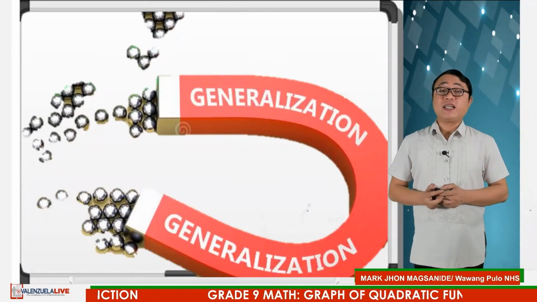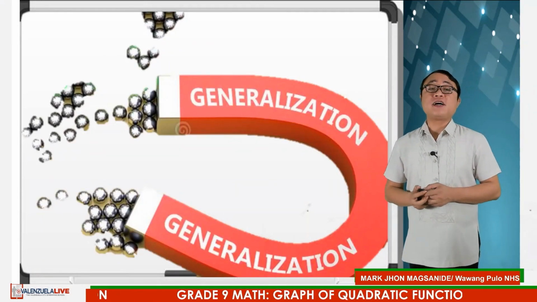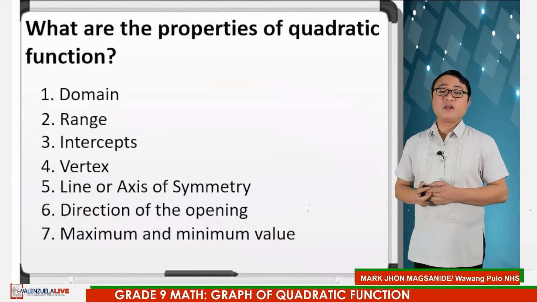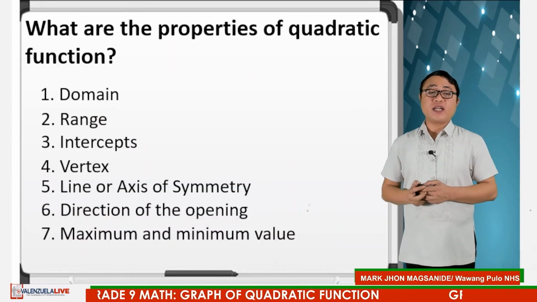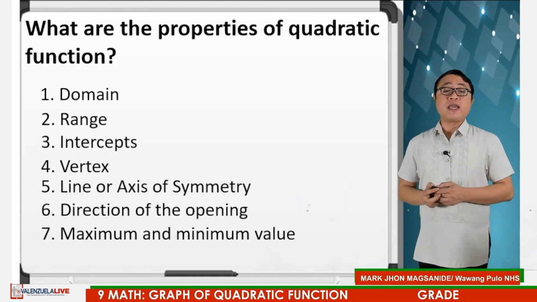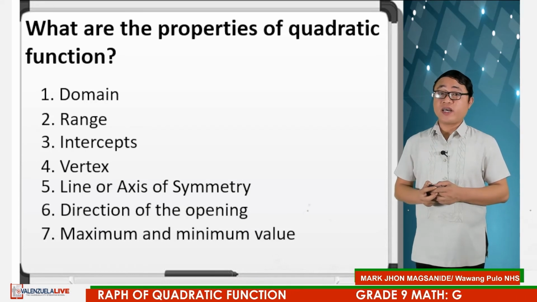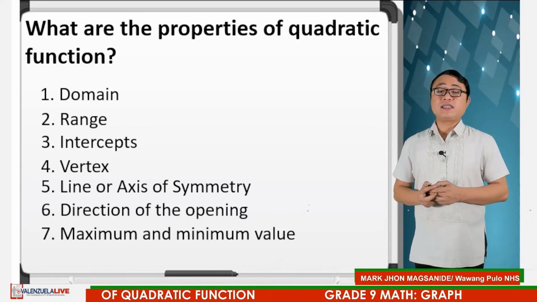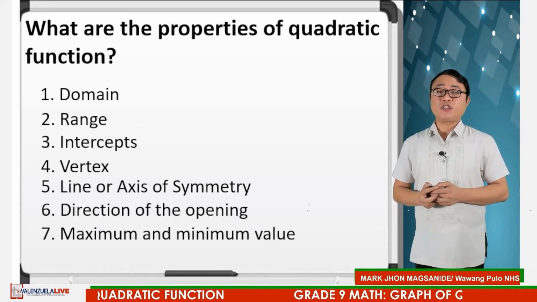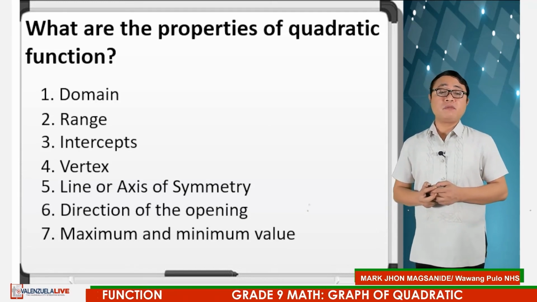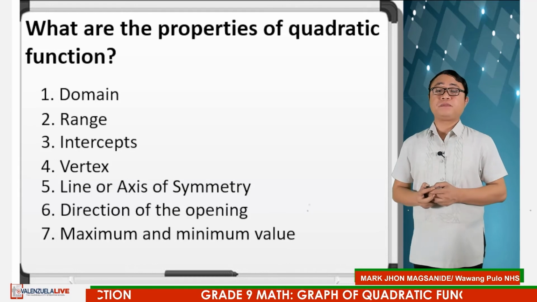For our generalization, let us sum up everything we discussed today. The properties of the graph of quadratic function are domain, range, intercepts, the x and y intercept, vertex, line or axis of symmetry, direction of the opening, and maximum and minimum value of quadratic function.